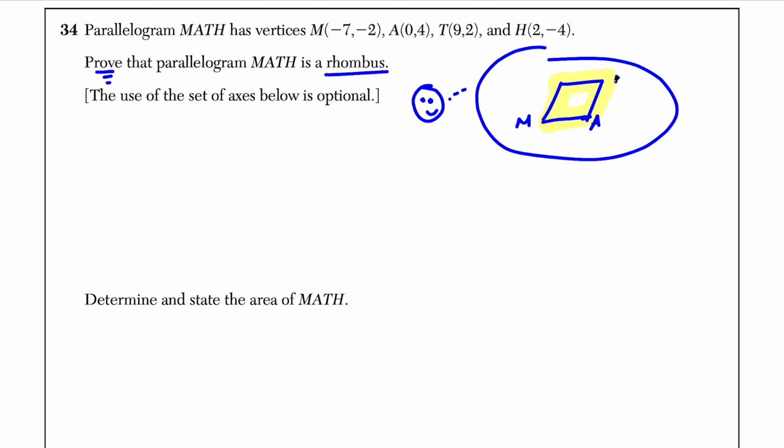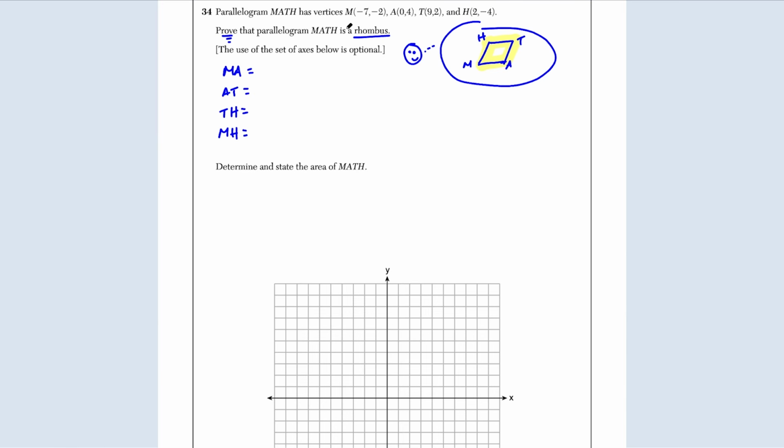Okay, so this is not necessarily drawn to scale. So we're going to be finding the length of side MA, we're going to be finding the length of side AT, and then we're going to be finding the length of the other 2 sides here. So we have the length of side TH, and then we have the length of side MH. All right, so these are the 4 distances we want to find. Now, if you have the distance formula, you could just use it 4 times. Otherwise, you could just plot all 4 of these points.